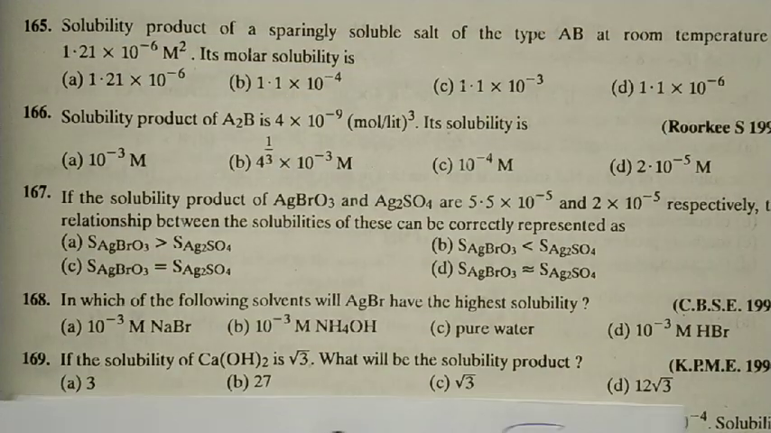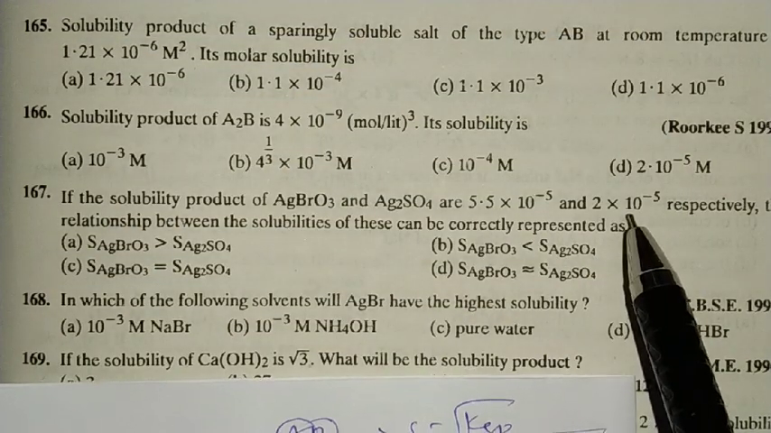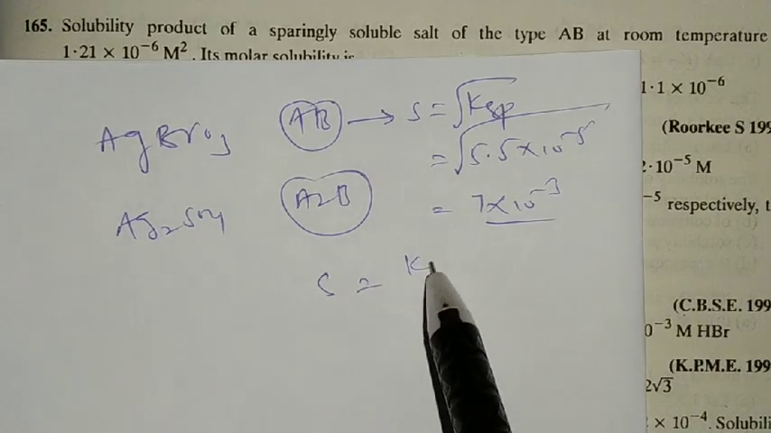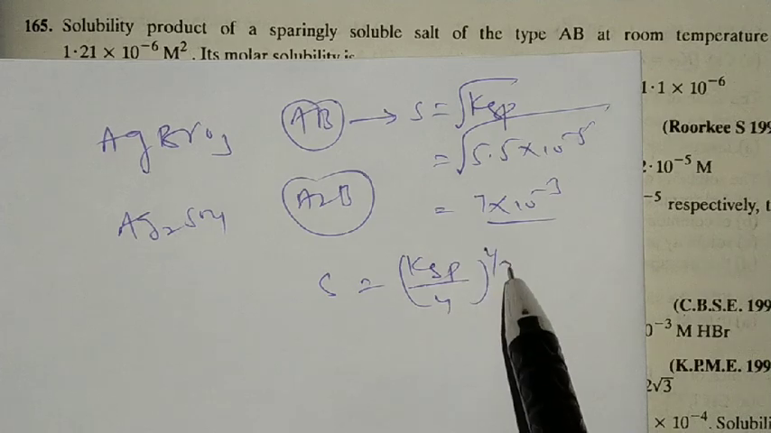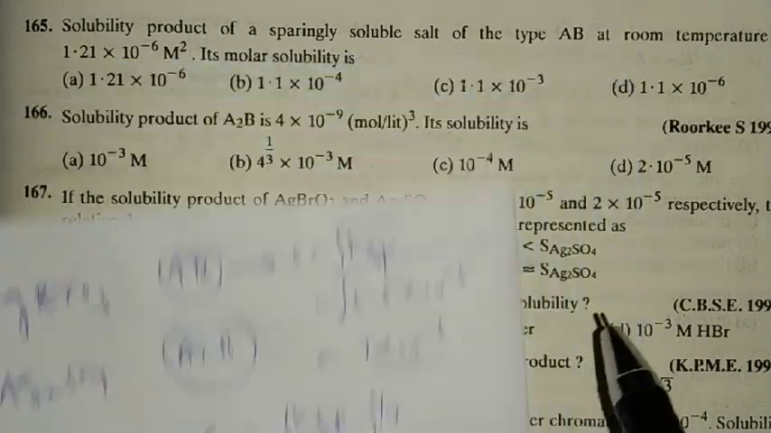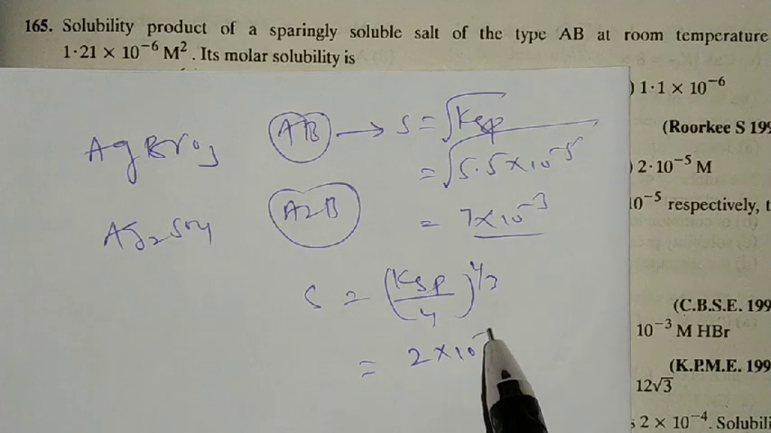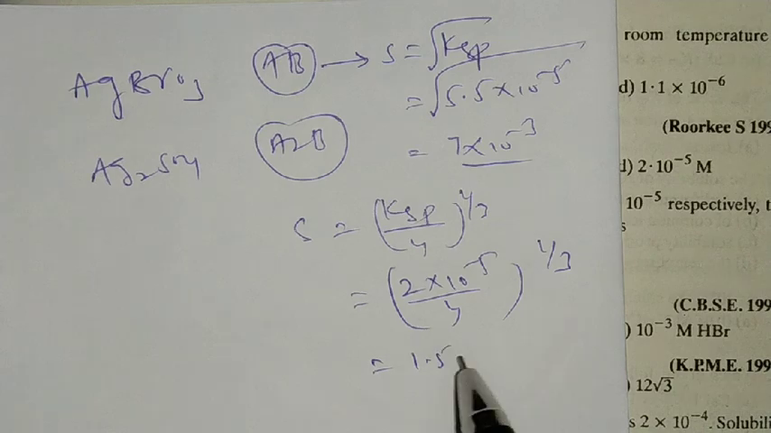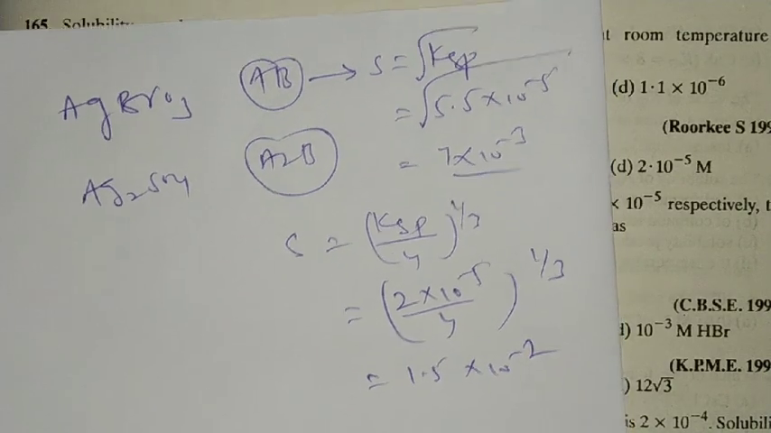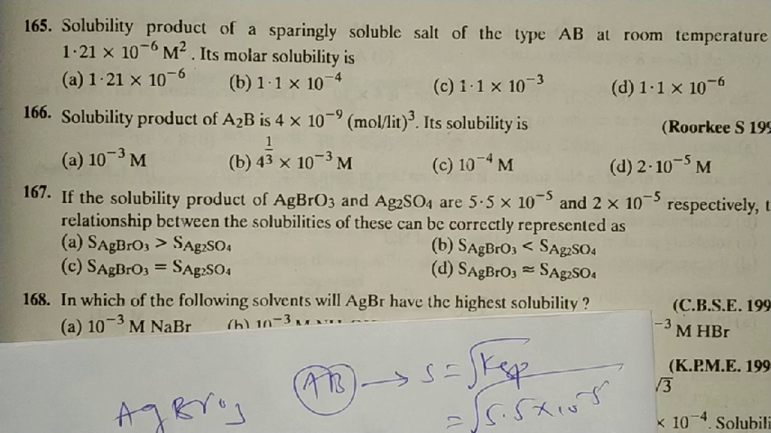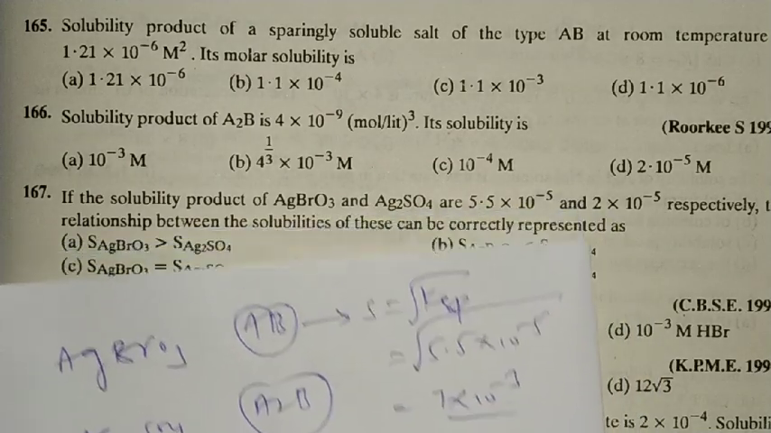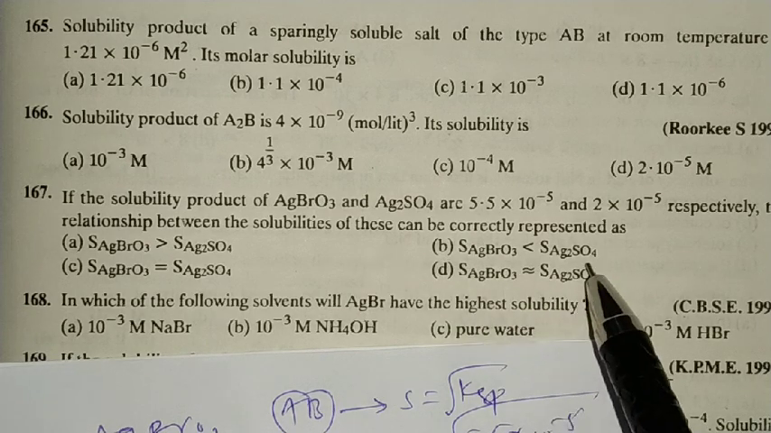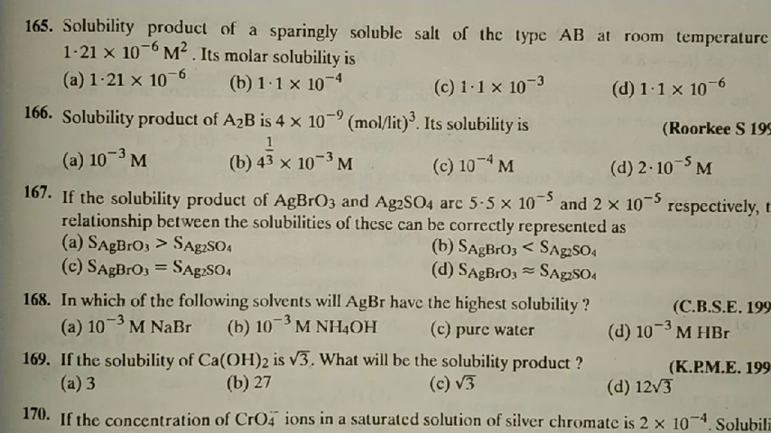Now the second one: the value given is 2 × 10^-5. What is the relation between S and Ksp? S equals (Ksp/4)^(1/3), so (2 × 10^-5 / 4)^(1/3). If you simplify, you get 1.5 × 10^-2. Now, which value is more? The Ag2SO4 value is more. That is why our option is AgBrO3 less than Ag2SO4. Is it clear? Very simple model.